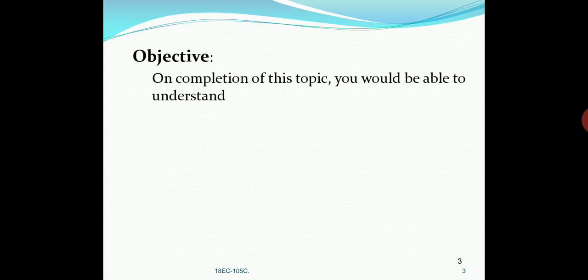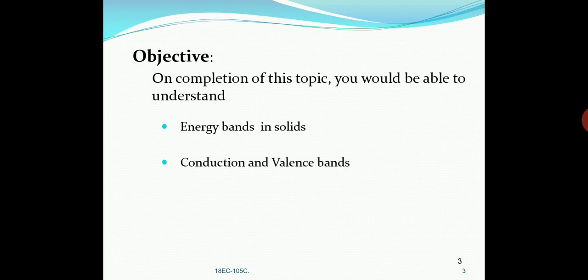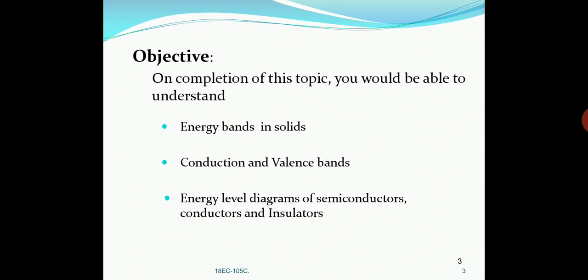Now let us see the objective of our lesson. On the completion of this topic, you should be able to understand the energy band levels in the solids or in materials. Then we will be in a position to understand the conduction band and the valence bands in the materials. We can also have a good idea about the energy level diagrams of the semiconductors, conductors, and the insulators.